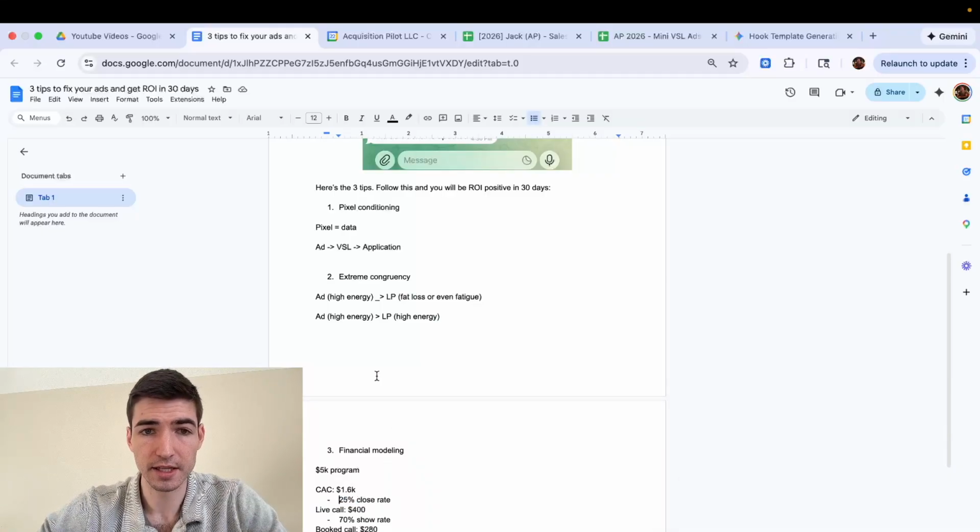But this is it. These are the 3 tips. If you do this, it's extremely hard to fail. If you do pixel conditioning, if you have extreme congruency, and then you do the financial modeling so you can make proper decisions based on the real numbers of your business, it's very hard to fail.